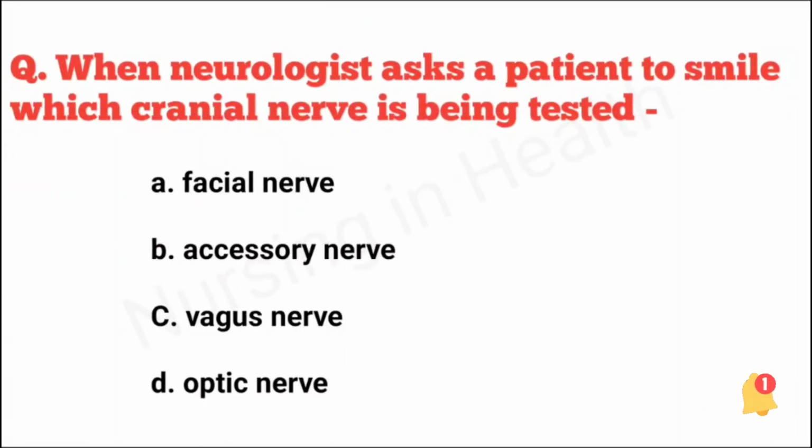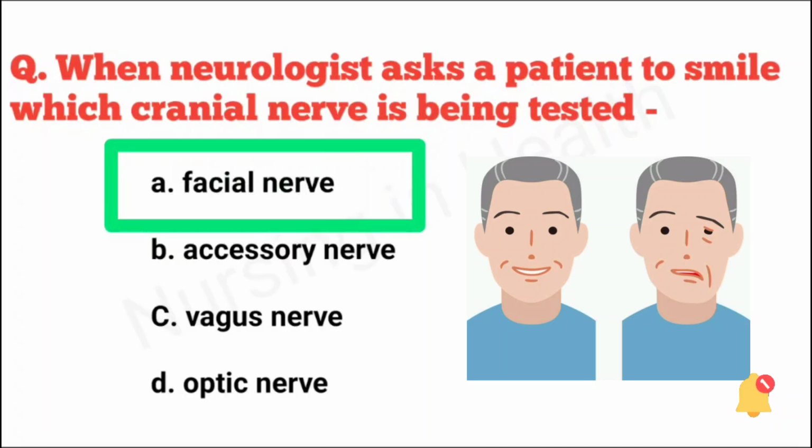When a neurologist asks a patient to smile, which cranial nerve is being tested? Facial nerve, accessory nerve, vagus nerve, optic nerve. Right answer option A. Facial nerve.